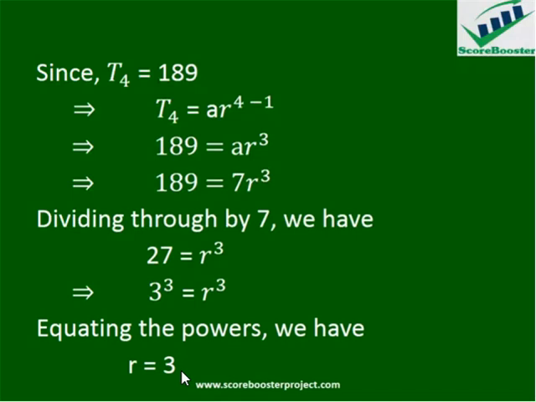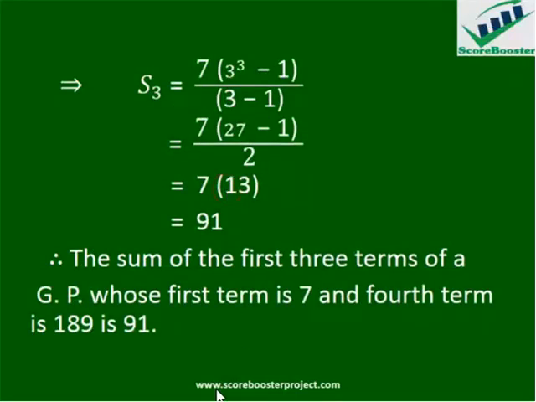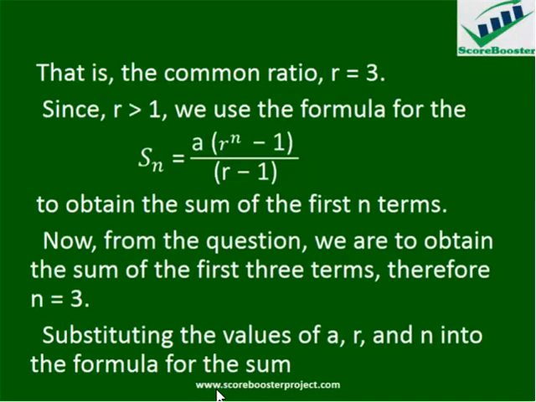And here we observe that the value for r is greater than 1. So since the value for r is greater than 1, we use the first formula, Sn equals a times r raised to power n minus 1 over r minus 1, to obtain the sum of the first n terms. And from the question, we are to obtain the sum of the first 3 terms, since we now have the values for a and r. So therefore n equals 3.